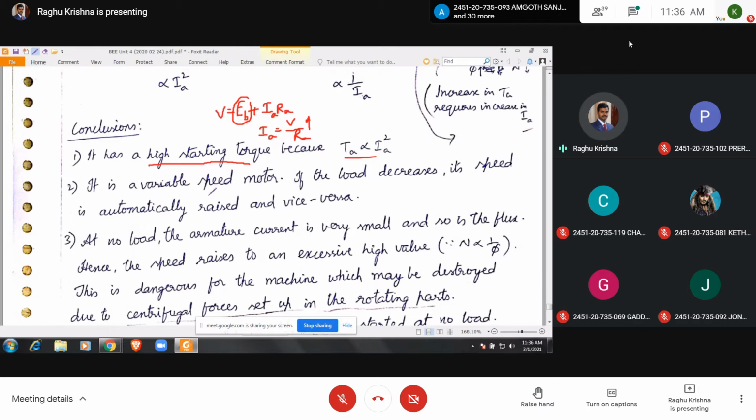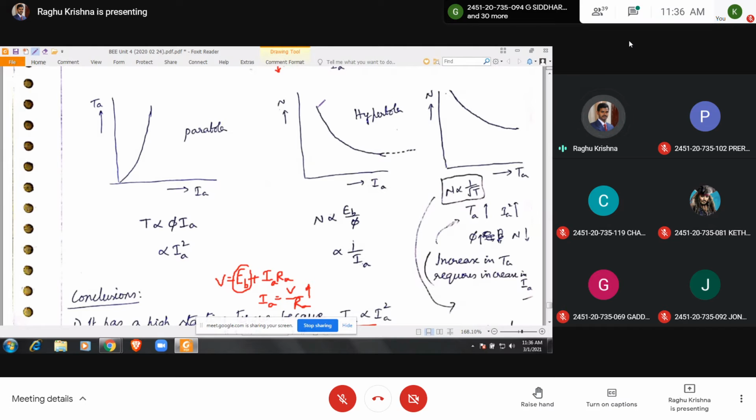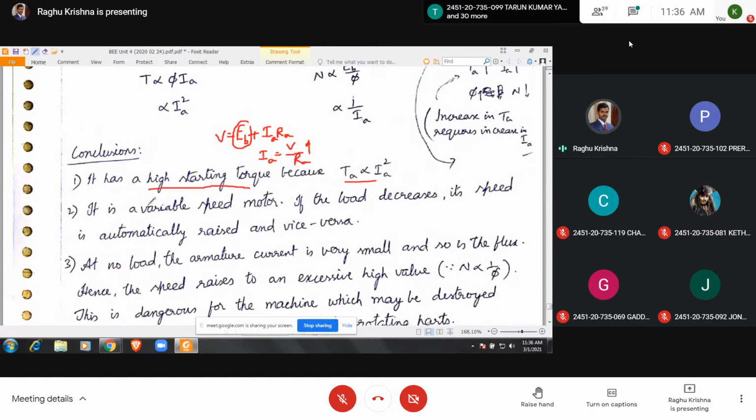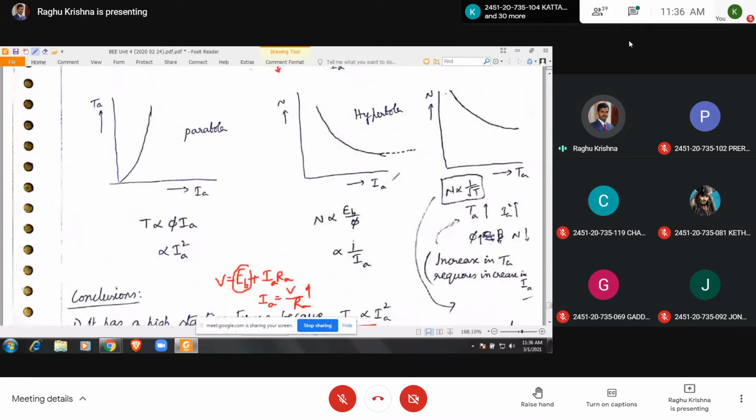It is a variable speed motor. If the load changes, you can see here the speed is varying. The speed is not constant, it varies with the load. If current increases, speed reduces. If the load decreases, speed is automatically raised, and vice versa. If load decreases, speed increases. If load increases, speed decreases. Here, load is proportional to Ia. If load increases, current increases. Always, if the load increases, current increases.